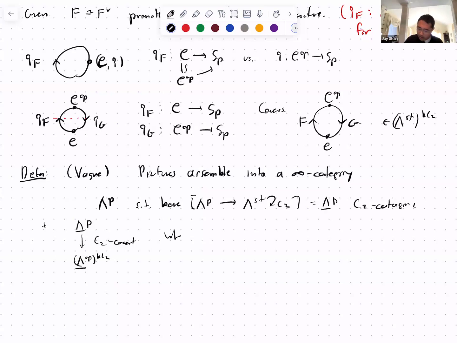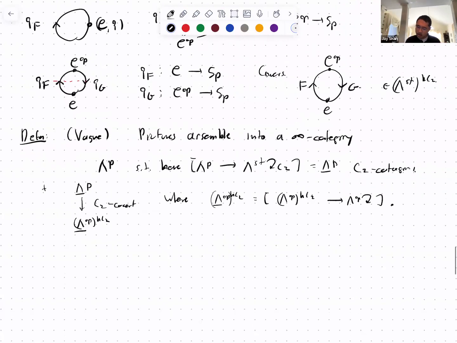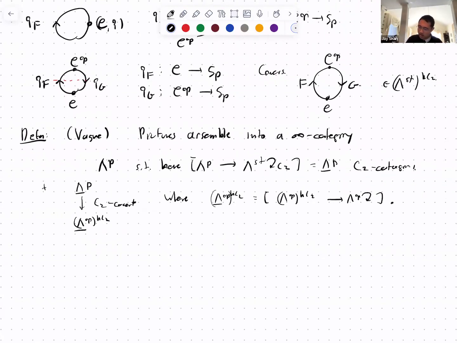Where the C2 category, which is the base, is just the Borel extension of the C2 action of lambda op with its C2 action. And in this case, the C2 co-Cartesian fibration is simply a fiberwise one.